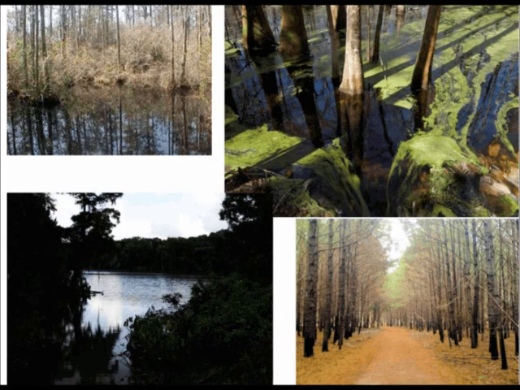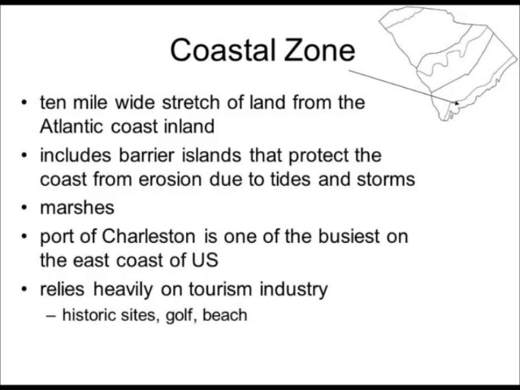All right, let's move on. Here we are at the last region of our state, the coastal zone. So here we've got, again, the Blue Ridge, Piedmont, Sandhills, inner coastal, outer coastal, and coastal zone. Now, this is only a 10-mile wide stretch of land from the Atlantic coast inland. So if the Atlantic Ocean is here, it only goes back 10 miles. That's not very far at all. It's a very narrow region.